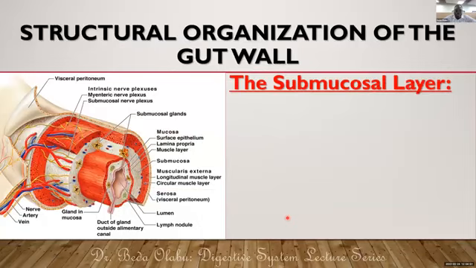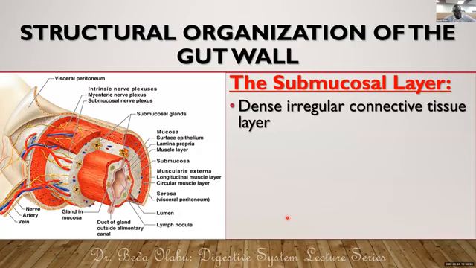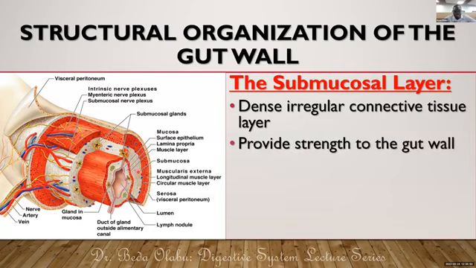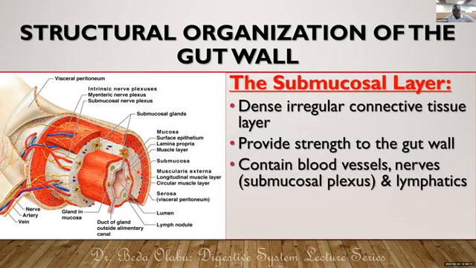How about the second histological layer, the submucosa? The submucosal layer is a layer of dense, irregular connective tissue. This layer is the one that largely provides structural integrity to the wall of the GIT. It's the one that provides strength. It does contain blood vessels. It also contains nerve plexuses. The nerve plexus found within the submucosa is part of the enteric nerve plexus of the GIT wall.